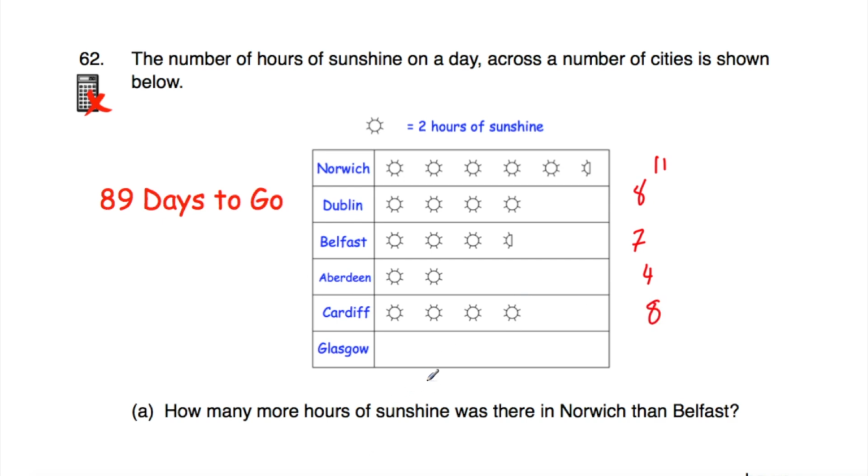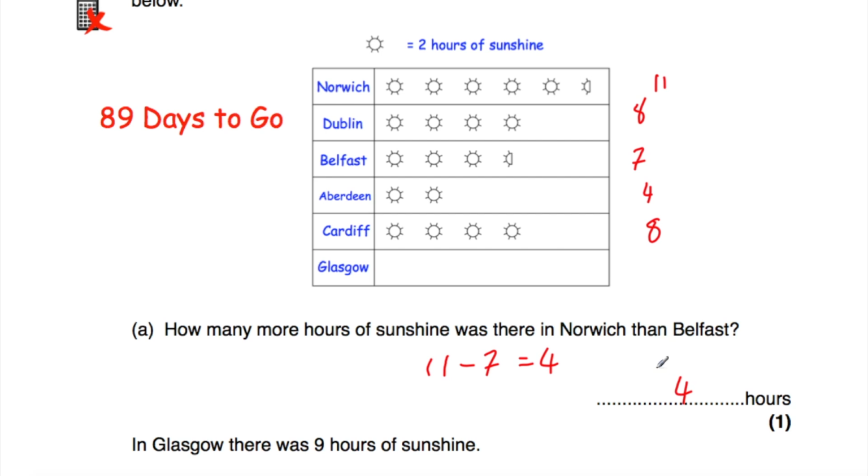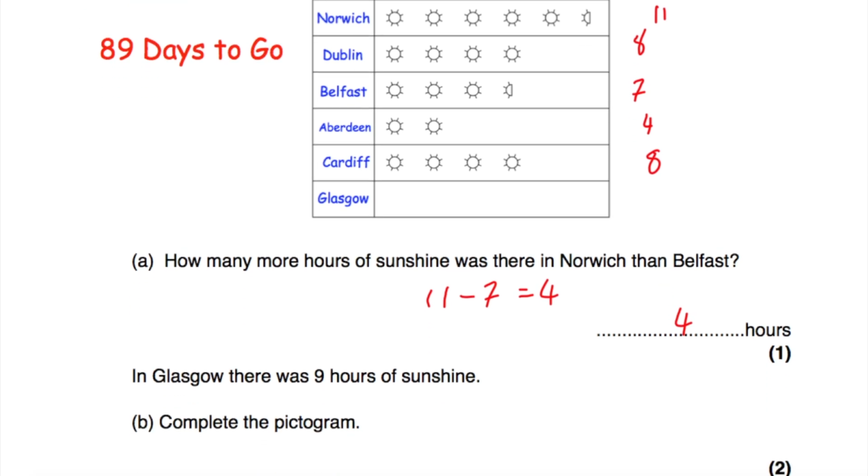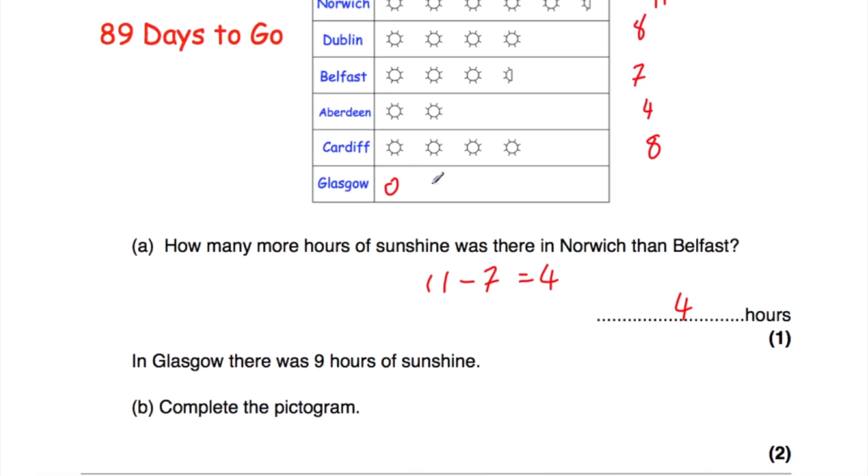And the question says, how many more hours of sunshine was there in Norwich than Belfast? So Norwich has got 11, Belfast has got 7. 11 take away 7 is equal to 4. So there's 4 extra hours of sunshine in Norwich. Okay, next, in Glasgow, there's 9 hours of sunshine. So 2, 4, 6, 8, and then half of 1 would be 9. And that's it. And you can put the little rays on if you want to.